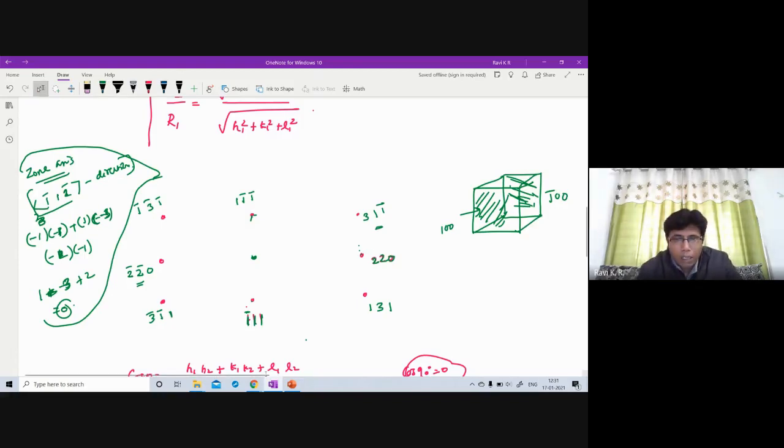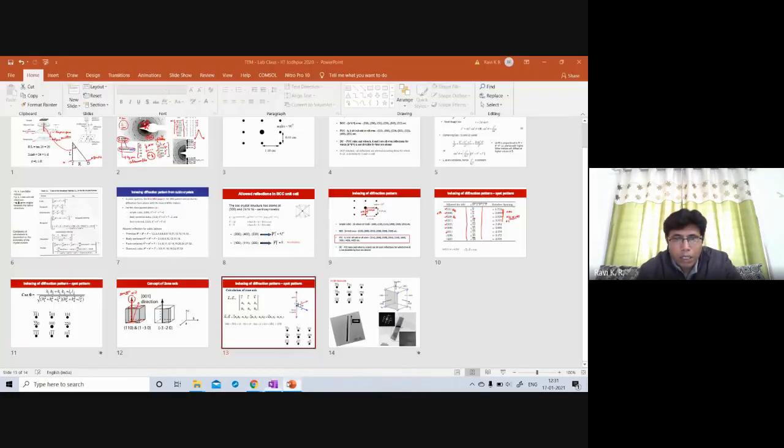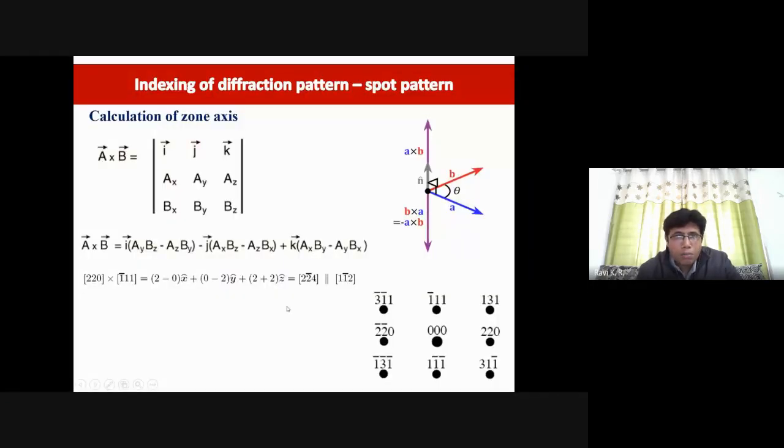So this is how you will finally get it. Okay. So this is your indexing of the pattern. Here we have done 1, 1 bar 2 as the zone axis for this one. Now what we did is something slightly different. We assigned some other value. Okay, fine. So now indexing a pattern is one thing.